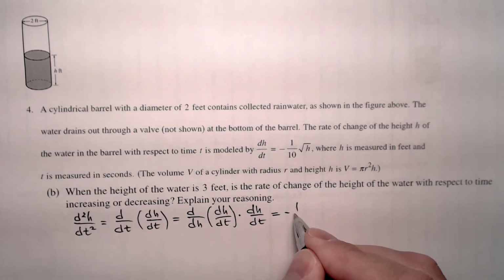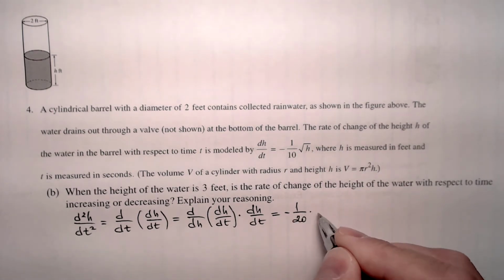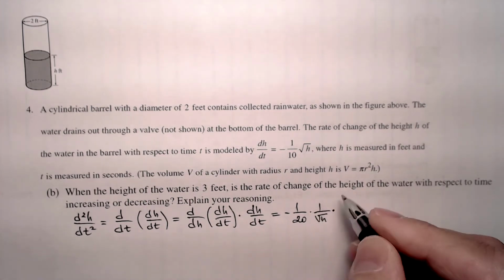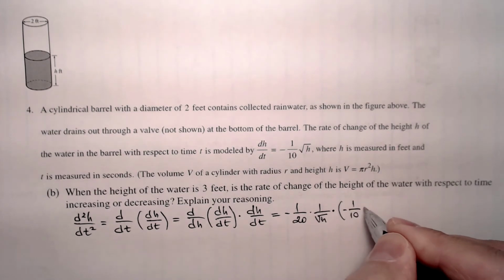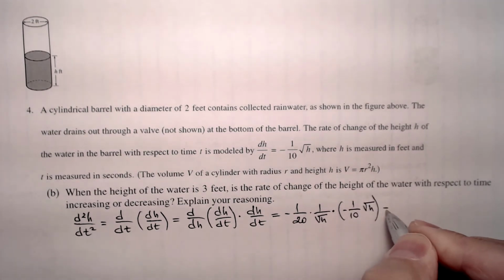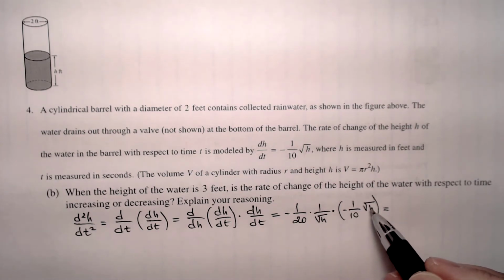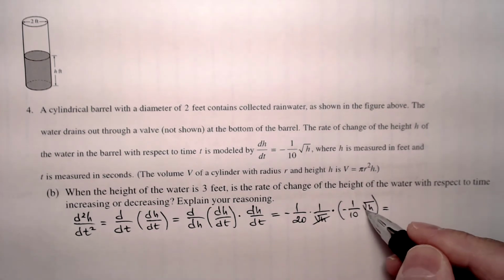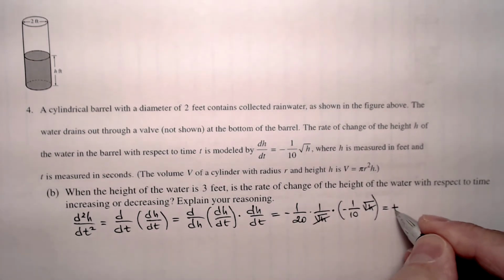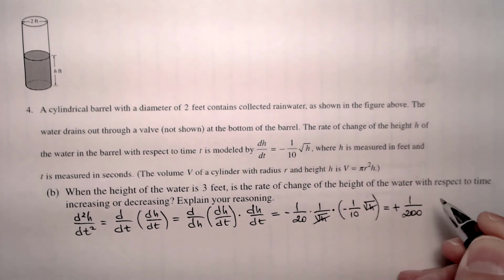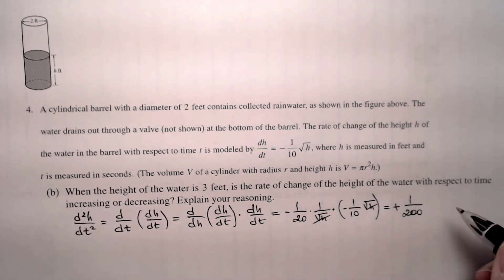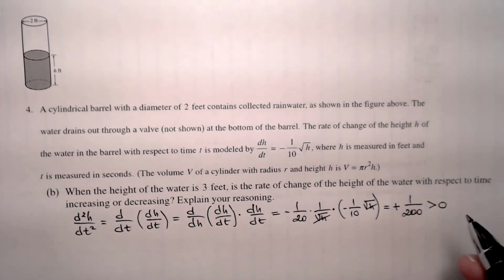So let's differentiate this expression with respect to h. This gives us negative 1 over 20 times square root of h, times dh over dt, negative 1 over 10 square root of h. Square root of h cancels out here. They look like n in my handwriting, but these are h. And then negative and negative, so it's positive 1 over 200. And so we can see that the rate of change of the height is increasing because the derivative of it is positive, greater than 0. So it is increasing.